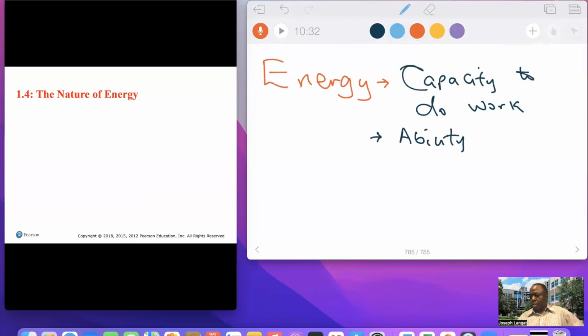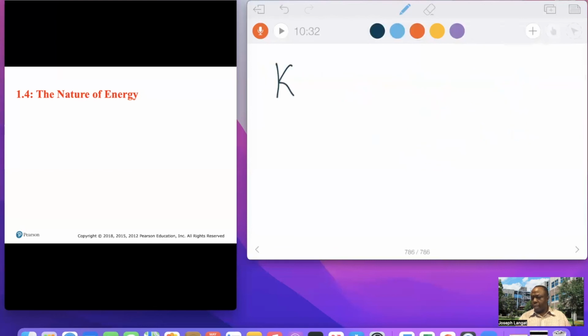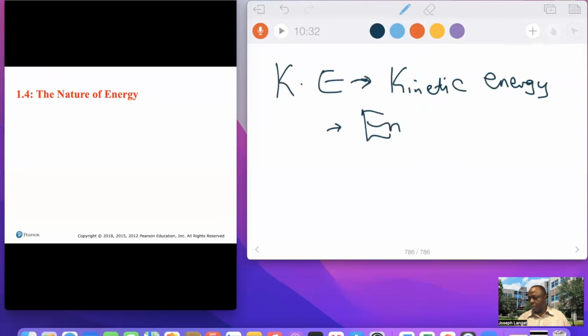or the ability to do work, all right. This is just the definition of energy. You should be able to define energy. And there are two most important types of energy. There is kinetic energy, which is simply defined as energy in motion. It is the energy possessed by a moving object.